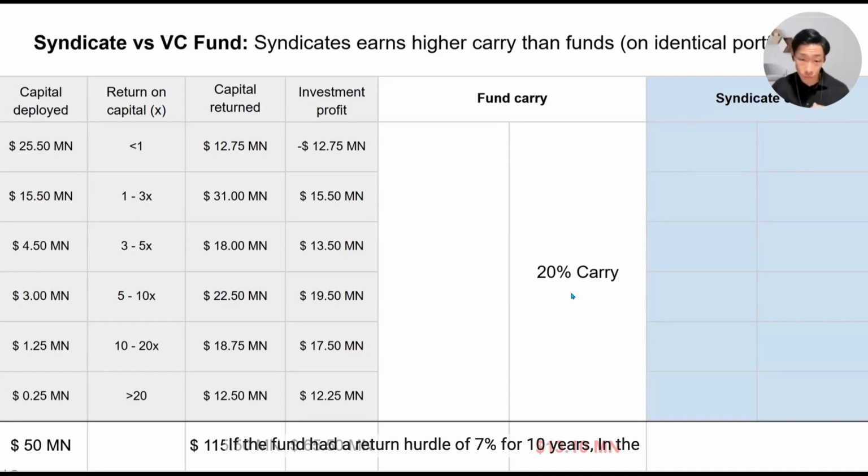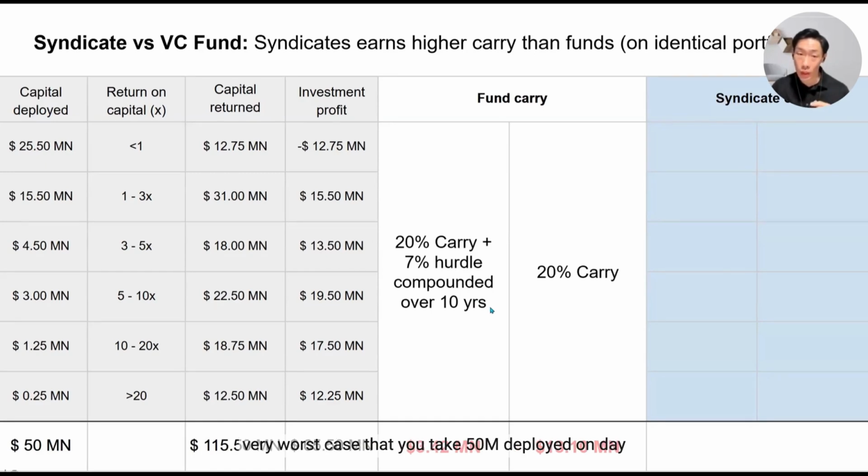If the fund had a return hurdle of 7% for 10 years, in the very worst case that you take $50 million deployed on day one, don't return capital for 10 years, the return hurdle compounds. And after 10 years, it actually becomes 97%. And this would diminish the carried interest to 3.4. This is, of course, a completely unrealistic extreme scenario. It just would not happen. But there is a time scale element here which is unpredictable, right? So what I'm illustrating between 3.4 and $13 million is the extreme outcomes. All we know is that the number will be between these two things if there's a return hurdle at play.